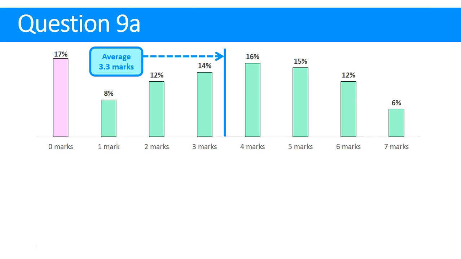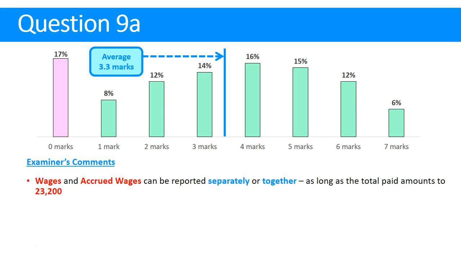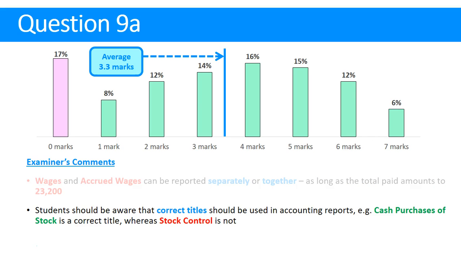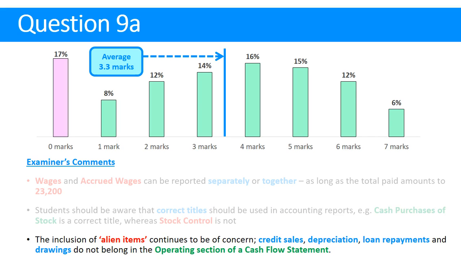The average was 3.3, so a little bit under half, and the examiner's comments were that the wages and accrued wages can be reported separately or together as we saw, as long as the total equals $23,200. Students should be aware that correct titles should be used. A cash flow statement is a descriptive report, so we're writing stock purchases or cash purchases of stock. We're not writing stock control. We write receipts from debtors, not debtors control, etc.